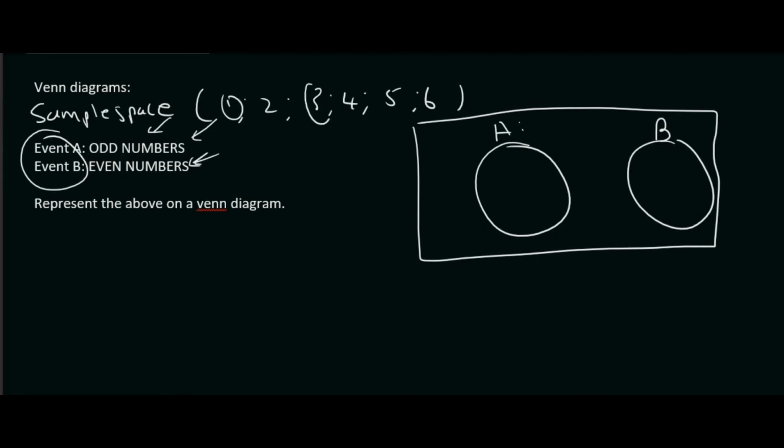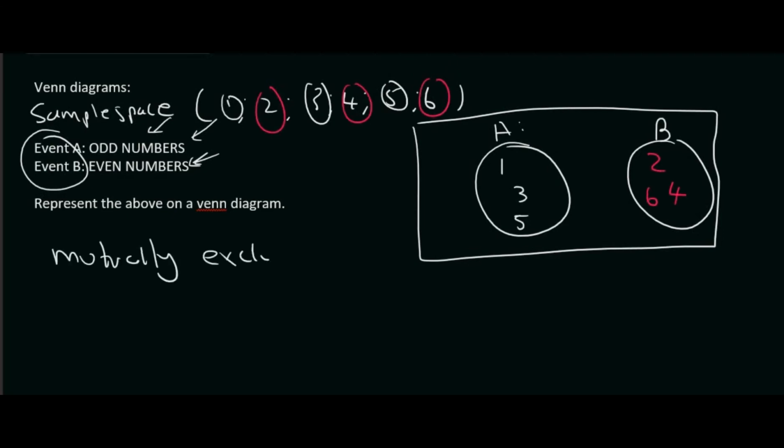Okay, so odd numbers will just be 1, 3, and 5. And then your even numbers will be 2, 4, and 6. Okay, so are these mutually exclusive? That means do the circles cut into each other or not? Well, they do not touch each other, so they are mutually exclusive. They are excluded from each other.